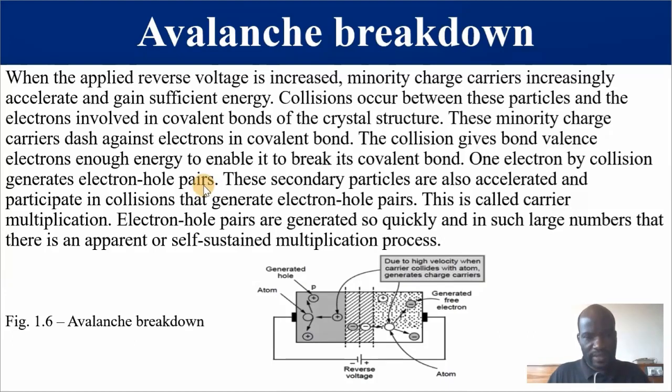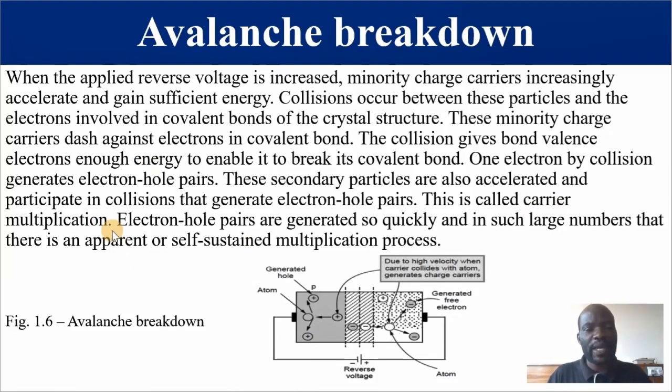These electron hole pairs are then the new charge carriers we are referring to as the secondary particles. They are also going to be accelerated. Take note of acceleration, and they are going also to collide against the covalent bonds, generating again more electron hole pairs. These new electron hole pairs are going to be accelerated as well, and after collision they are going to generate again more electron hole pairs, and this is what we call carrier multiplication.